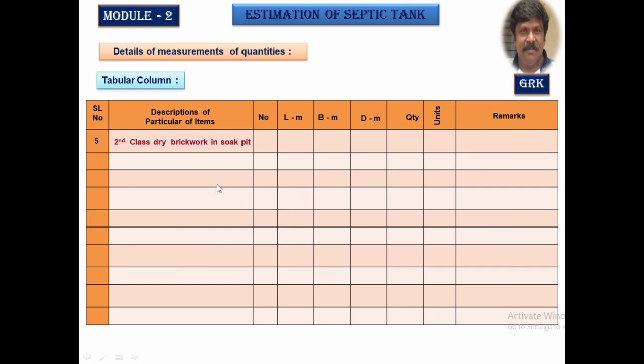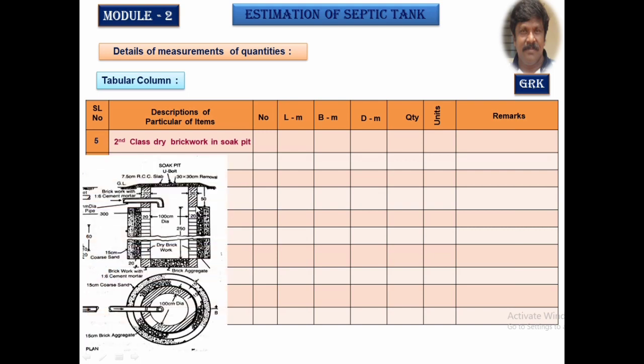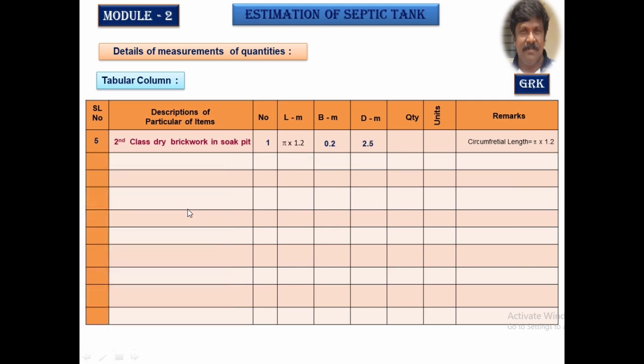The next one is the second class dry brickwork. We already saw that in the AutoCAD session. This is the dry brick portion between the upper and the lower portion of the second class brickwork. So here also we are going to calculate the circumferential length. It remains the same, there is no change. It is pi into d, where d is the mean diameter, 1.2 meters. Thickness of that is 0.2 and the depth is 2.5 meter.